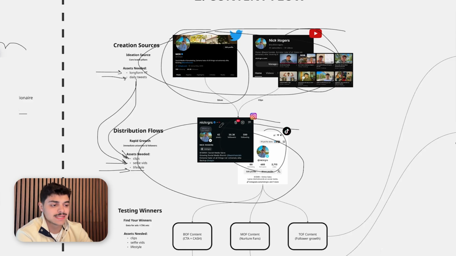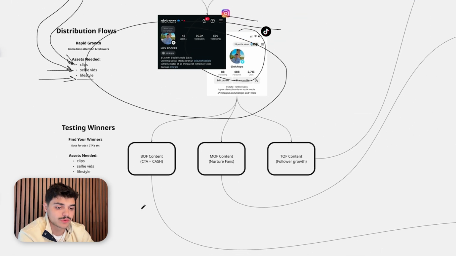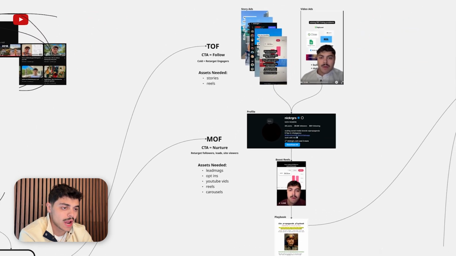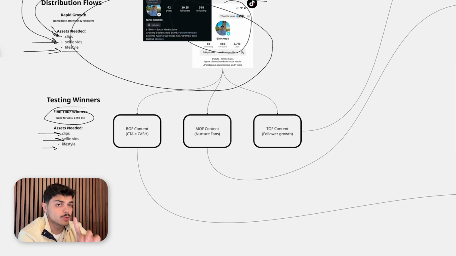All of these ideas and topics get tested over on Twitter, here on YouTube, but the real distribution and the real growth comes from the short form. It comes from my Instagram, my company Instagram, my TikTok, and all my clips pages, okay? And it's going to be the same thing for you. Additionally, we're then going to test our winners. So we're going to find our winners, and this is data for the ads and CTAs and stuff like that. You're going to need your clips, your selfie videos, and your lifestyle, and you're going to start to prepare these for your ads over here. But before that, I'm also going to show you one other thing.